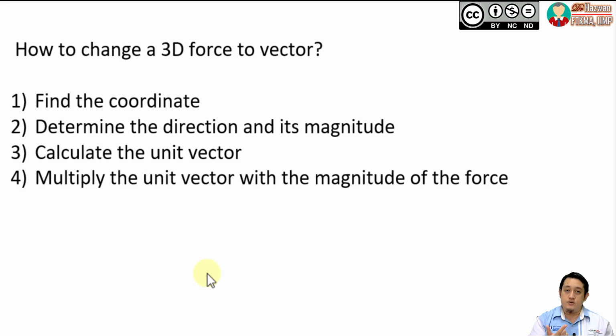The third step is to calculate the unit vector using the direction and also the magnitude. How to calculate the unit vector? Please refer back to my previous lecture video. You can check it in the link down below. After we calculate the unit vector, finally we just multiply by the magnitude of the force. For example, previously I said 250 Newton. So 250 Newton multiplied with the unit vector, then you get the force in vector form. That's it, as simple as that.